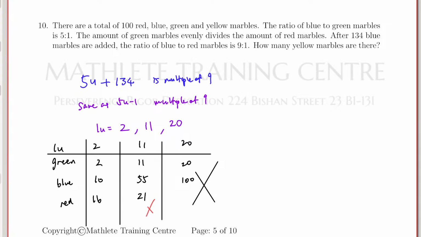So it must be the first case. So green must be 2, blue must be 10, red must be 16. And that means that yellow will be 100 minus 2 minus 10 minus 16. This will be equal to 72.